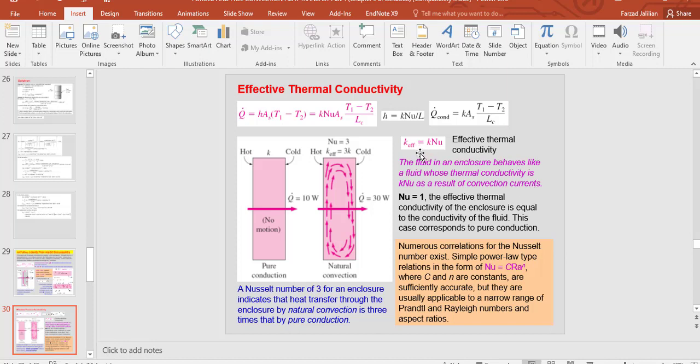So as you may guess here, if the Nusselt number is equal to 1, which means that k effective is equal to k. Nusselt number equal to 1 means we don't have convection, and all of the heat transfer is by conduction between these two surfaces and through the medium, which is liquid between them.